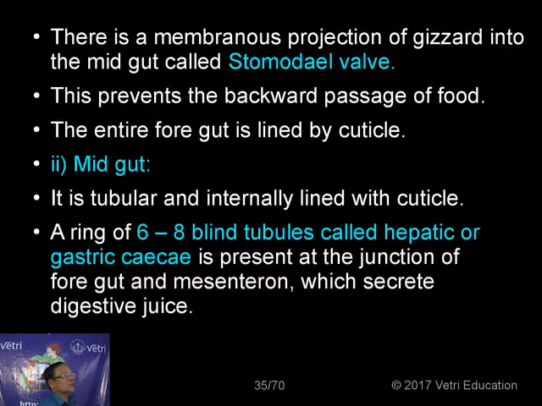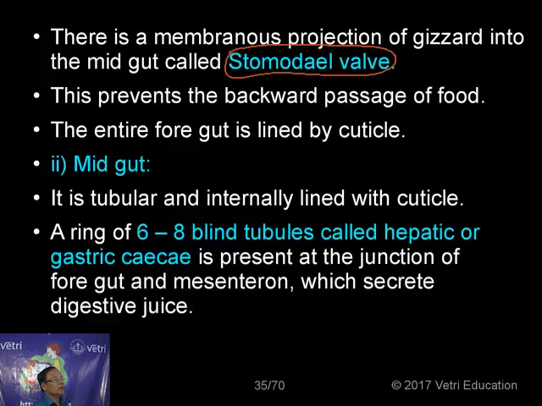Now, as mentioned here, the stomodeal valve. What is the stomodeal valve? This is a membranous projection of the gizzard. Though it is actually a continuation of the esophagus, as it is present near the gizzard, it is called the membranous projection of the gizzard, because it is present at the level of the gizzard. It is a continuation of the outer membrane of the esophagus, hence called esophageal invagination. But not actually, as in the diagram it is given, esophageal invagination.